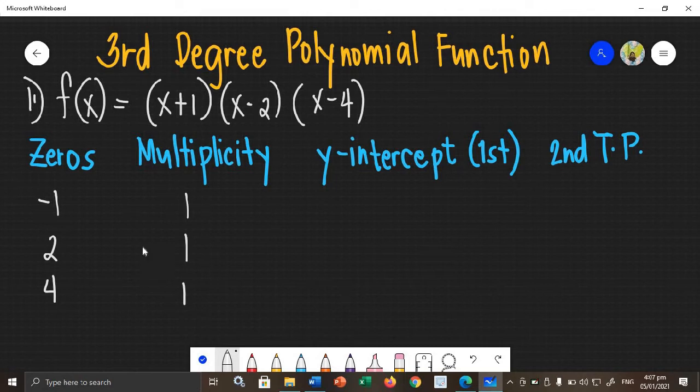This is what I'm talking about a while ago. 1 plus 1 plus 1. Or hindi ko pa siya nasasabi. So, kaya third degree function siya.